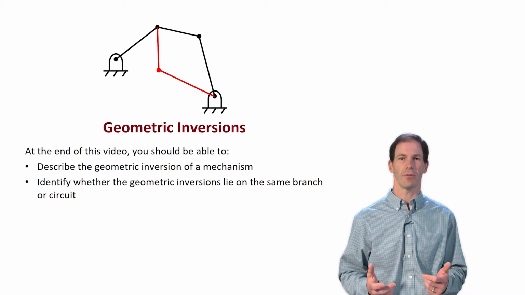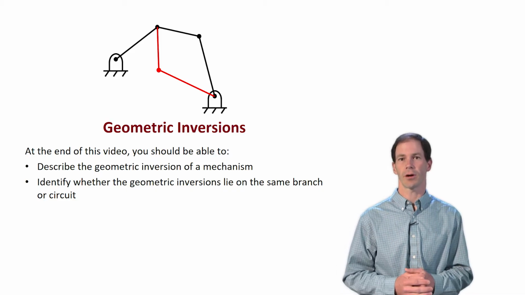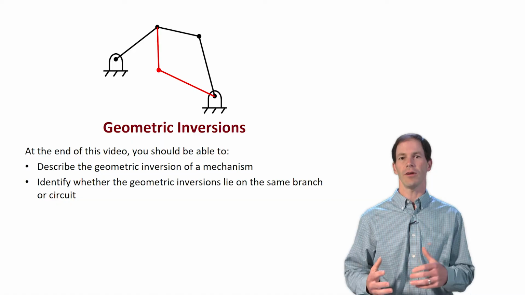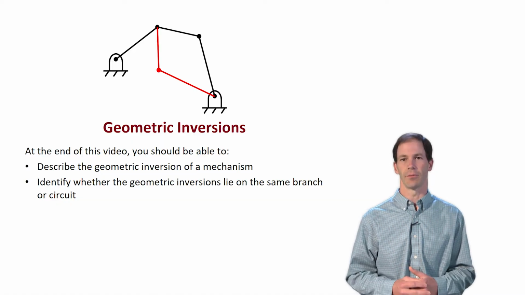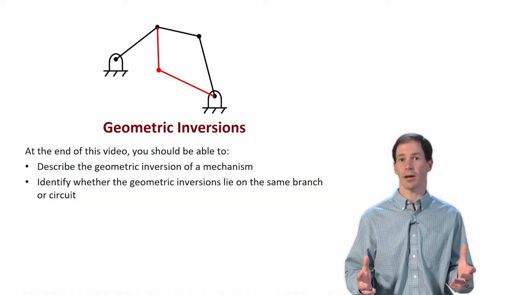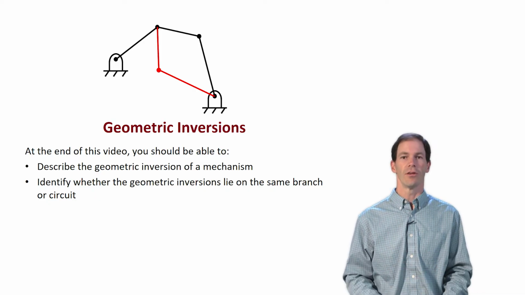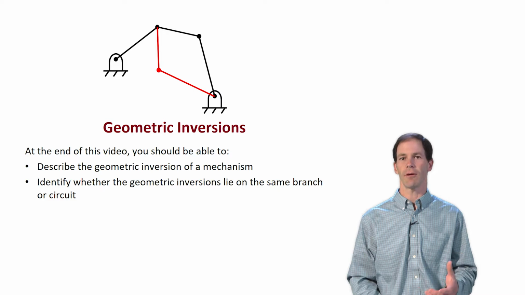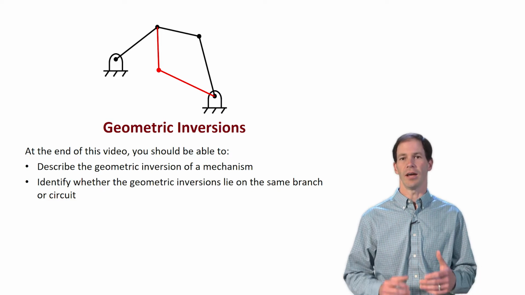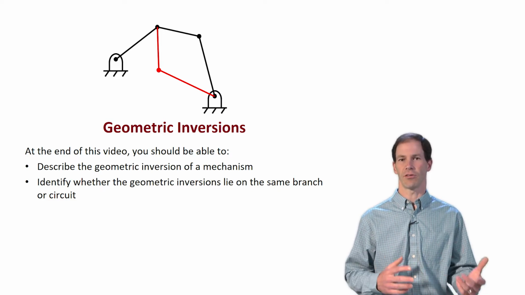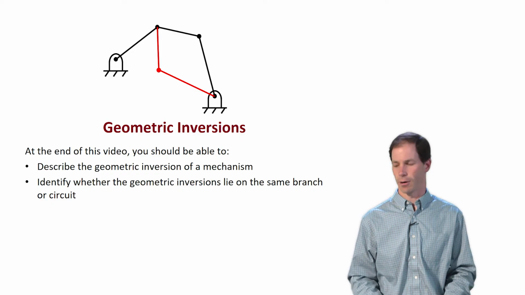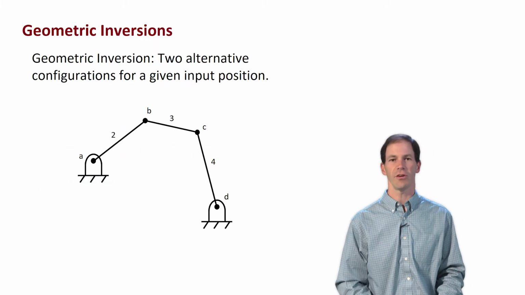And the nice thing about geometric inversions and a couple of the others that we're going to talk about momentarily is that all of these are based on a static analysis of the mechanism. So I can purely look at it from a kinematic drawing perspective and decide, is it going to function fairly well or not? So we'll start off with geometric inversion. That will lead us to a discussion of a toggle position as well as branch and circuits, and we will then move on from there. So starting off, geometric inversion.